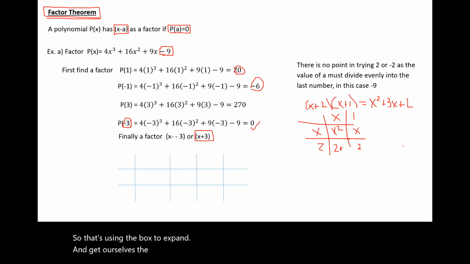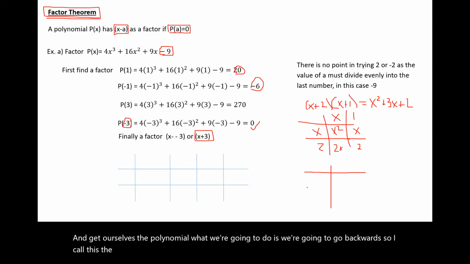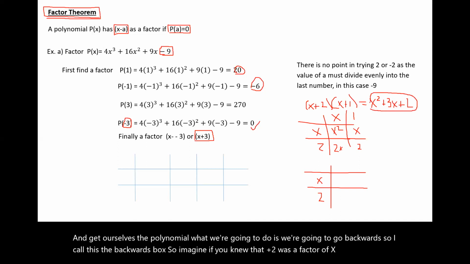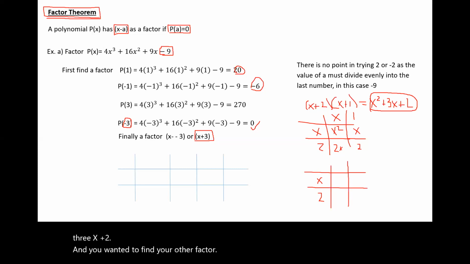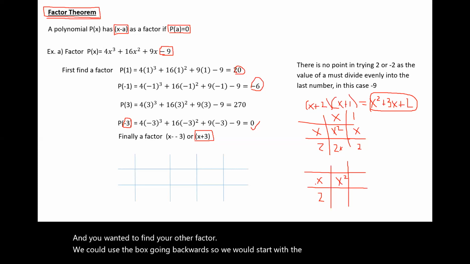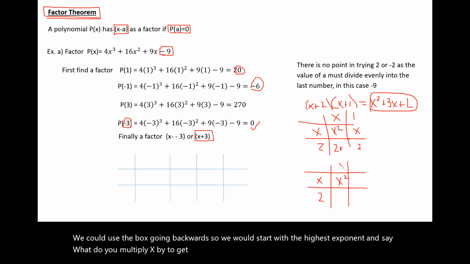What we're going to do is we're going to go backwards. So I call this the backwards box. So imagine if you knew that x plus 2 was a factor of x squared plus 3x plus 2, and you wanted to find your other factor. We could use the box going backwards. So we would start with the highest exponent and say, what do you multiply x by to get x squared? It would have to be x.